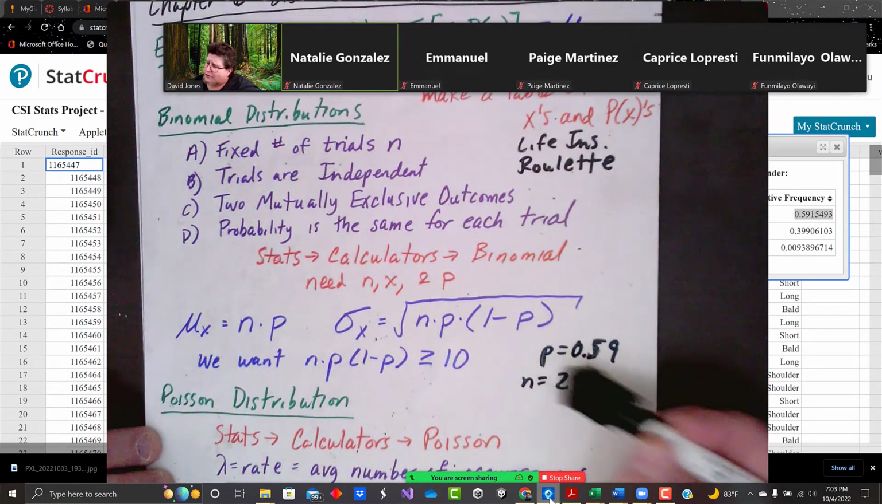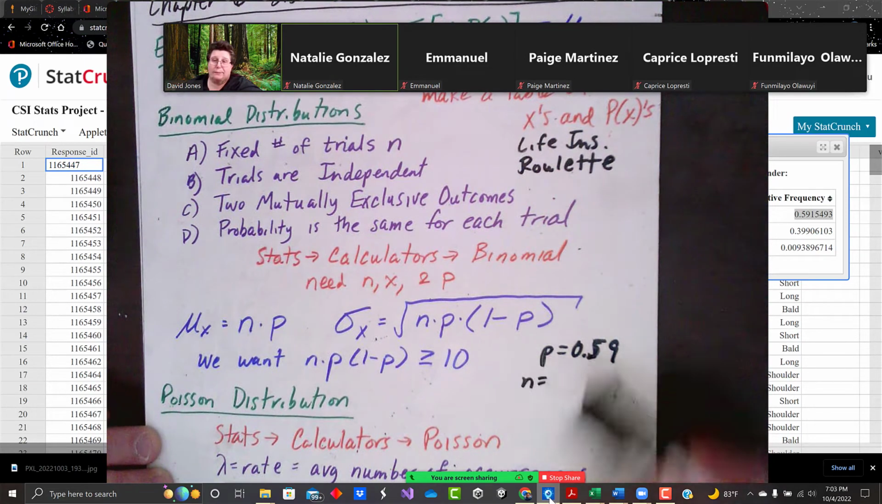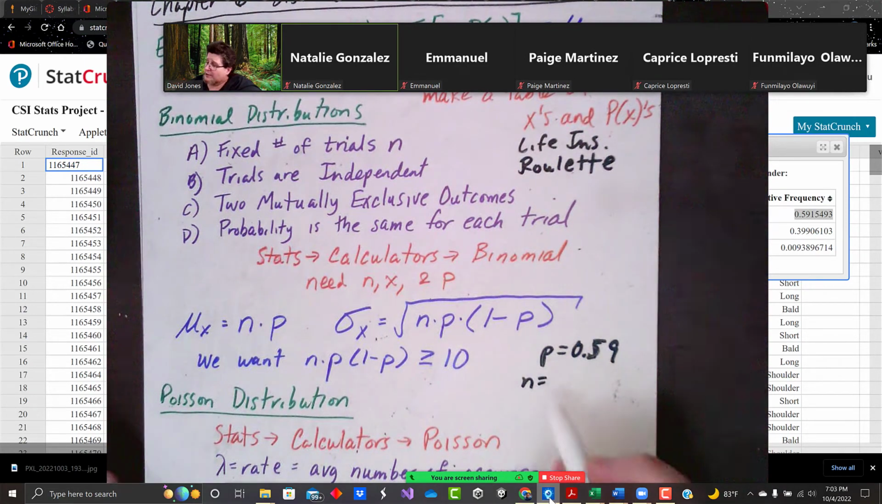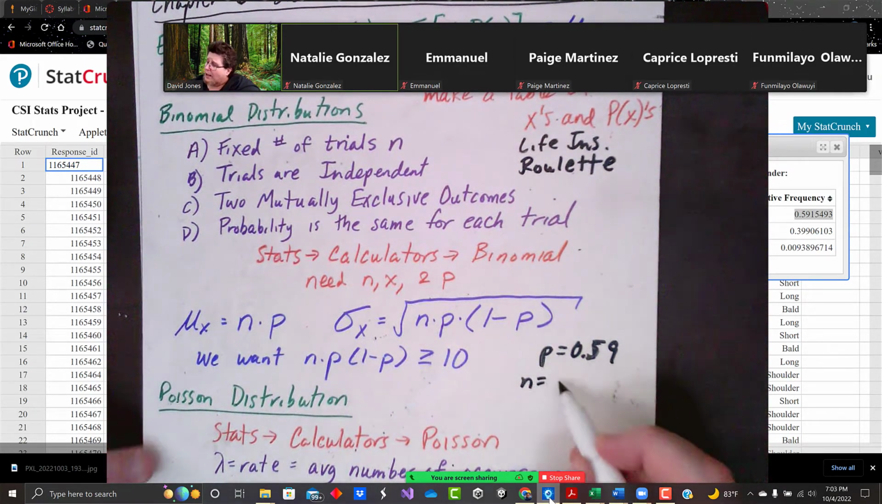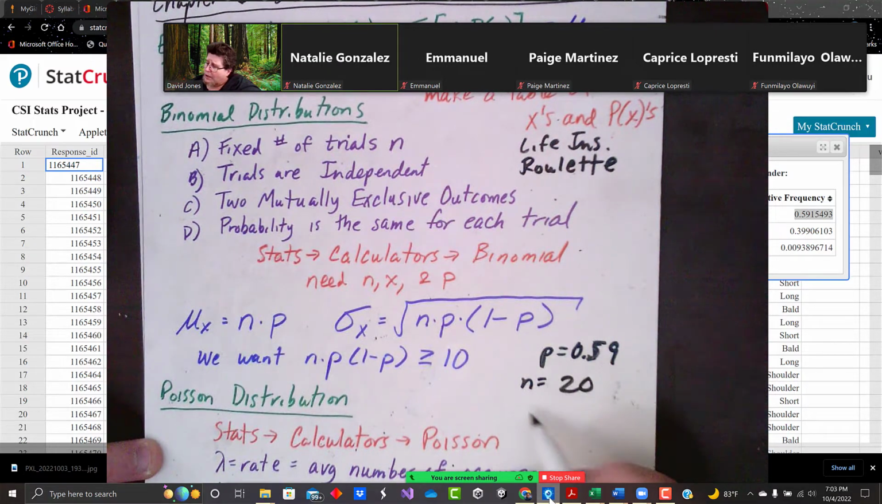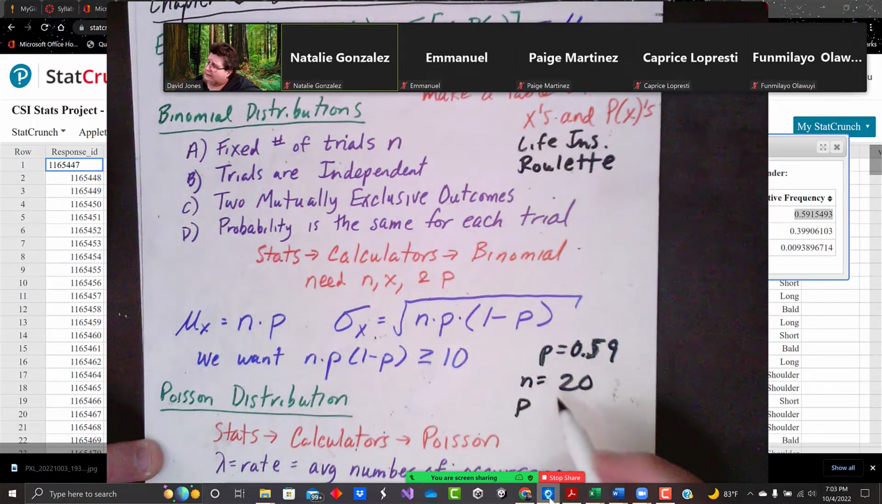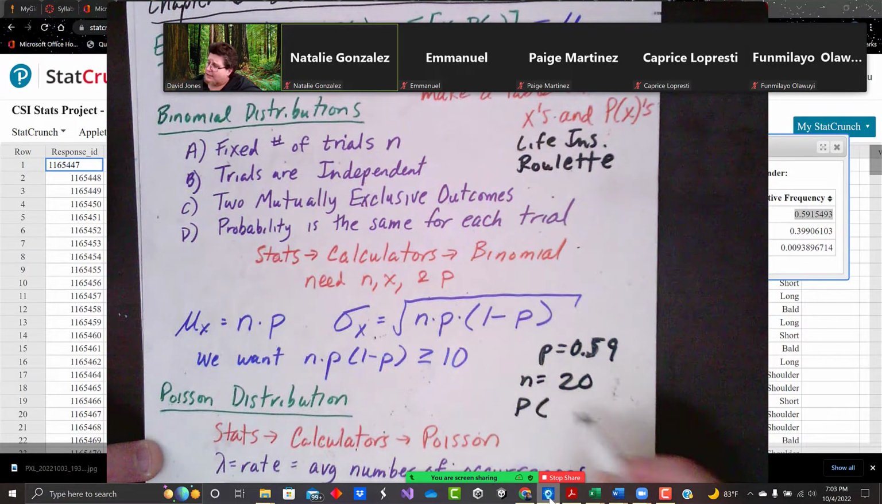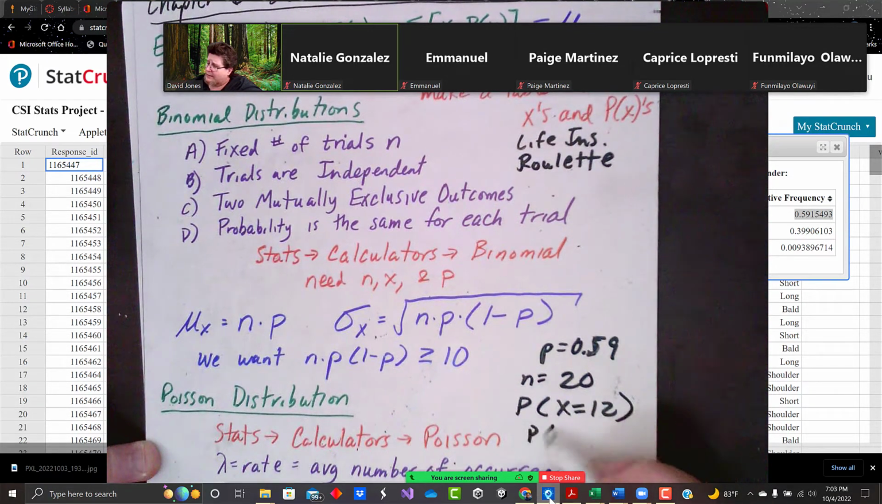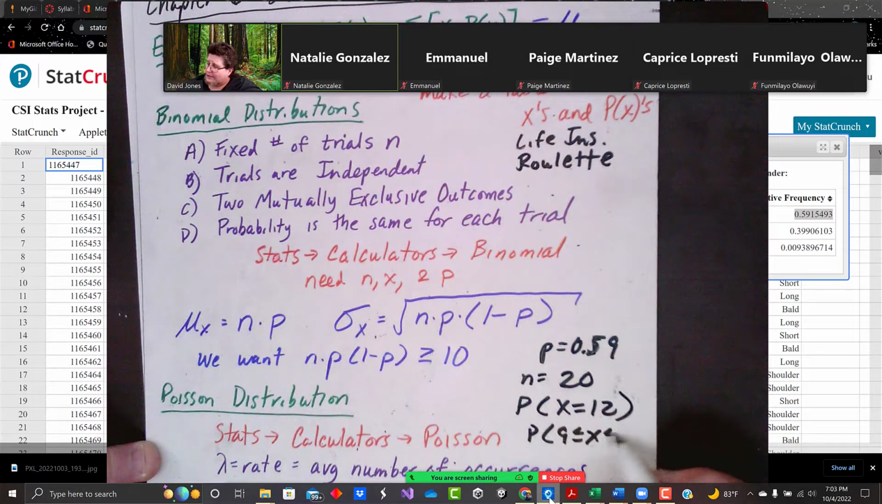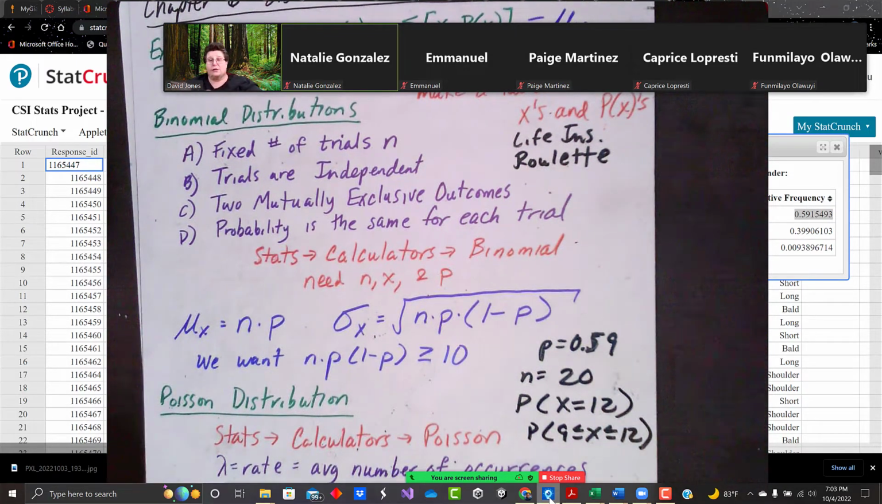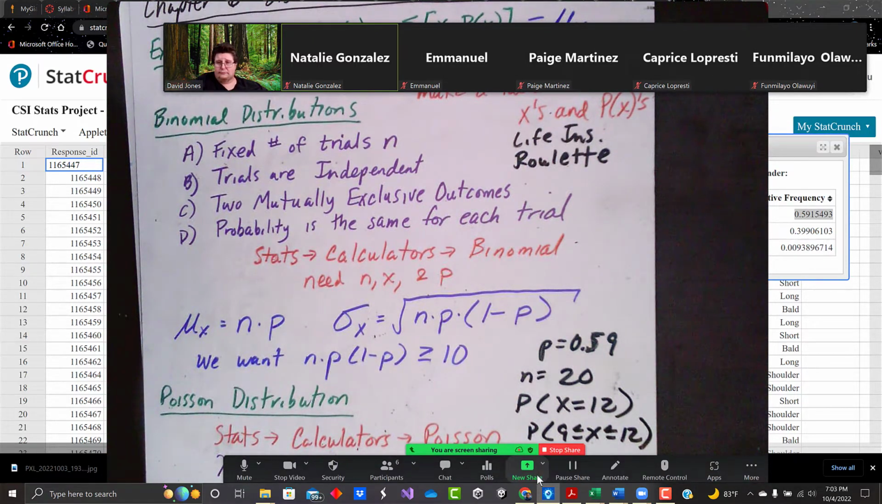Let's say we don't draw 213. Let's say I picked 20 people out of the people that responded. So I picked 20 people, and I want to know what is the probability that x is 12, and the probability that 9 is less than or equal to x, less than or equal to 12. Maybe a range of numbers. We'll take a look at those real quick. We'll come over here.